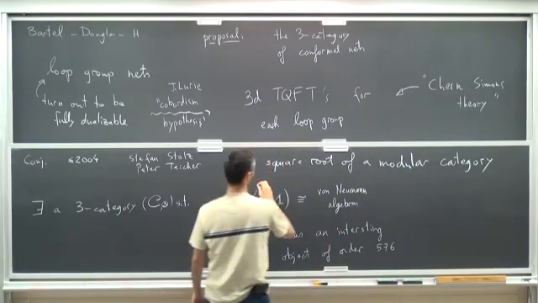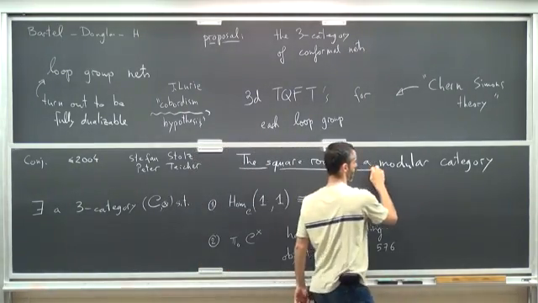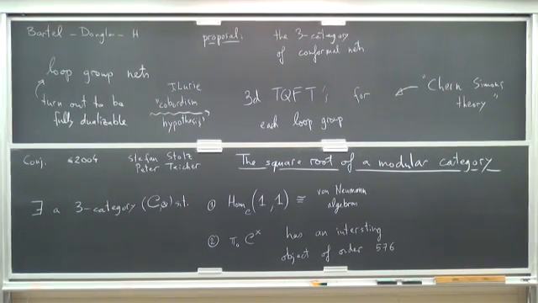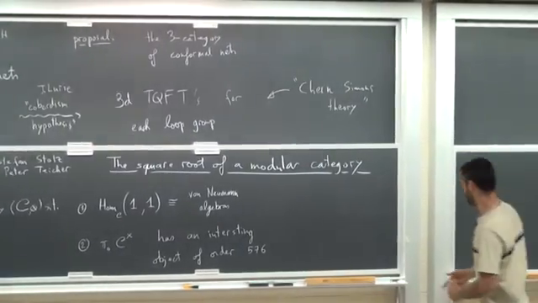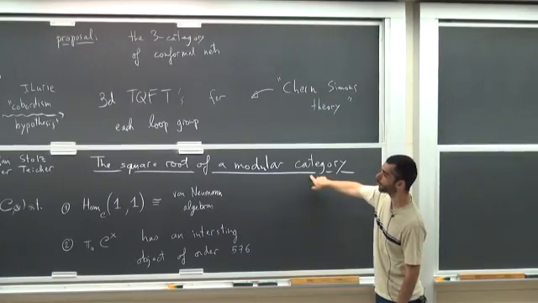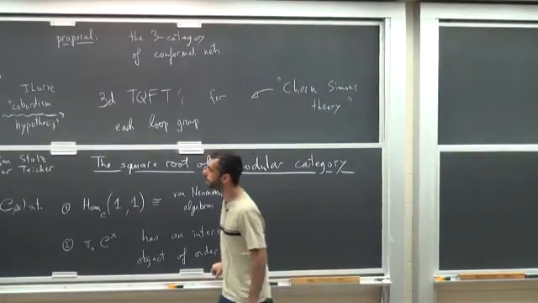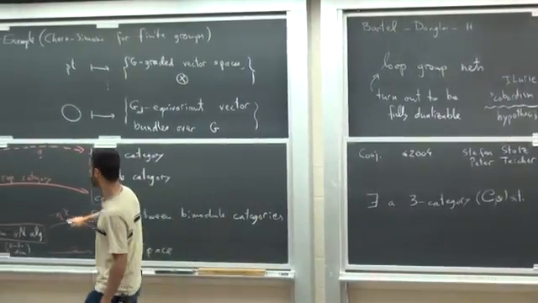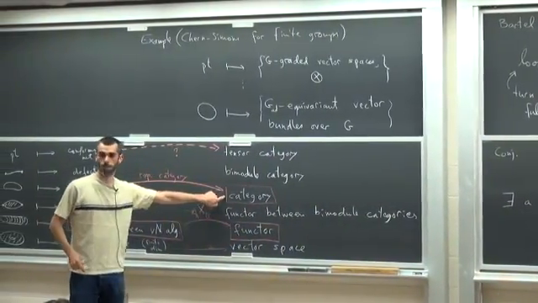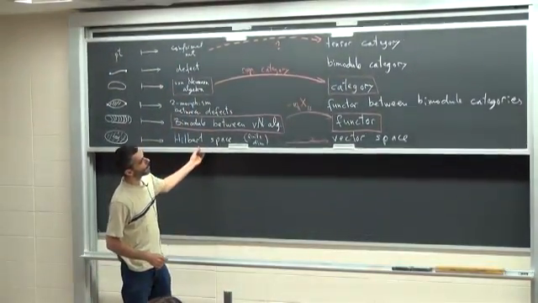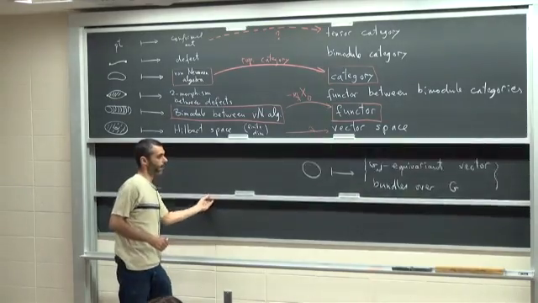The square root of a modular tensor category. Modular tensor categories, I've given some examples, even though I haven't really told you that they are modular categories. This one is, and the category that you assign to a circle in this story is a modular tensor category.